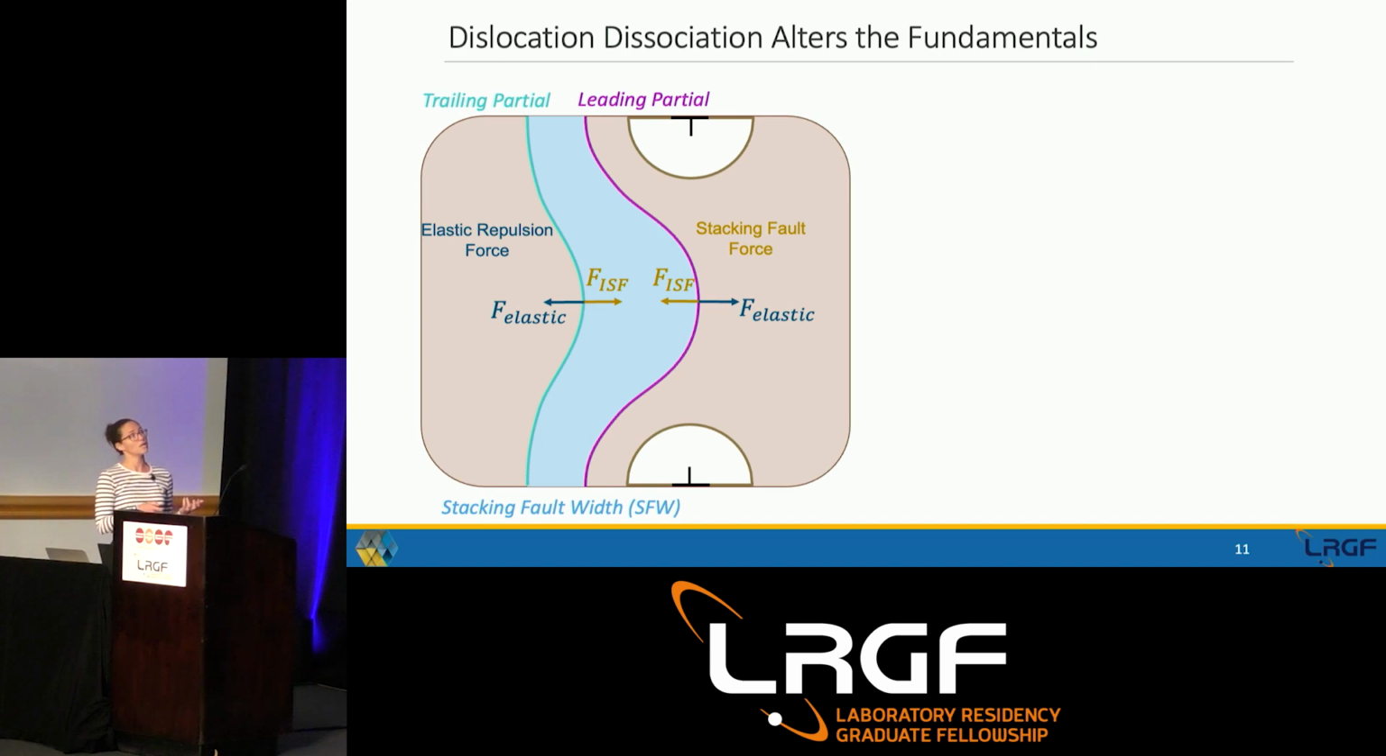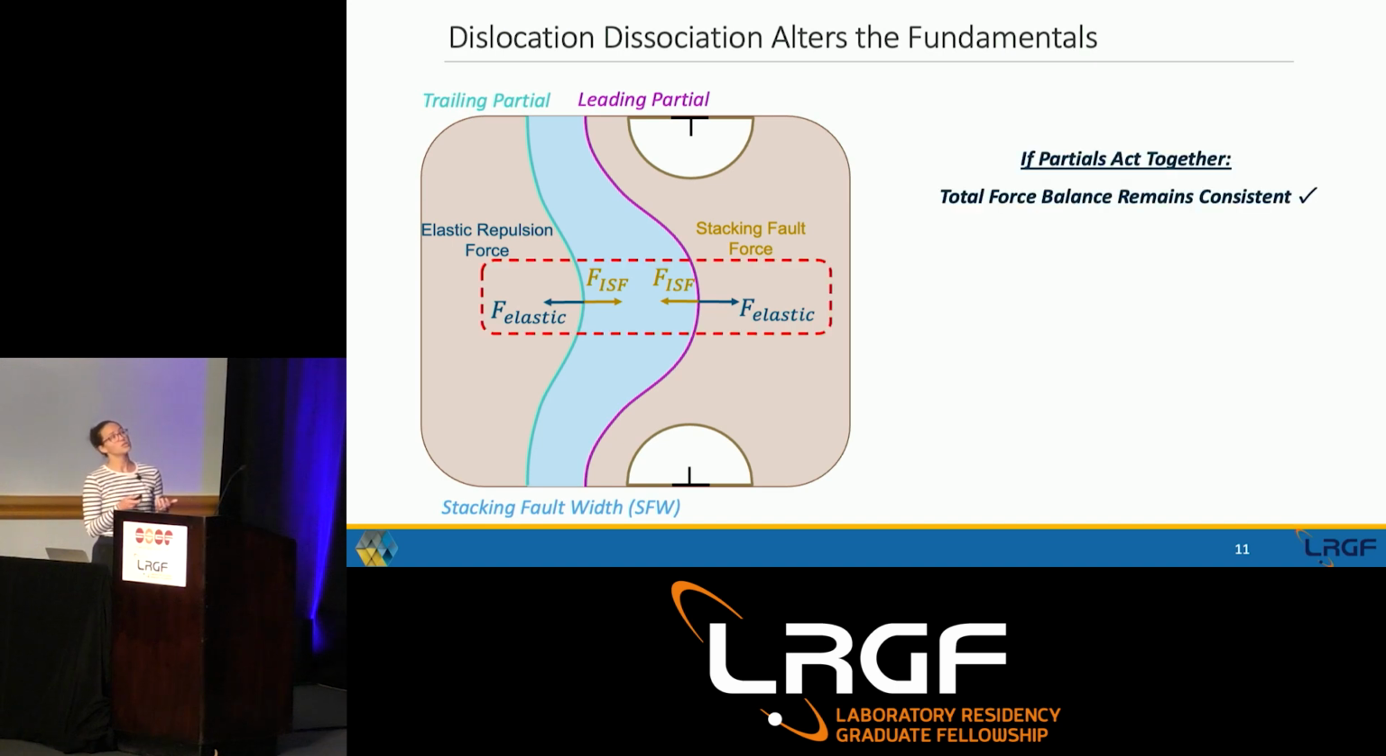But as you bow around your obstacles, you locally change that stacking fault. So I just want to point out that if this dissociated dislocation, as it's moving through, acts together and stays together very closely through the whole step, if we look at our force balance here, we actually don't change anything because these will cancel each other out. So our force balance would remain constant.